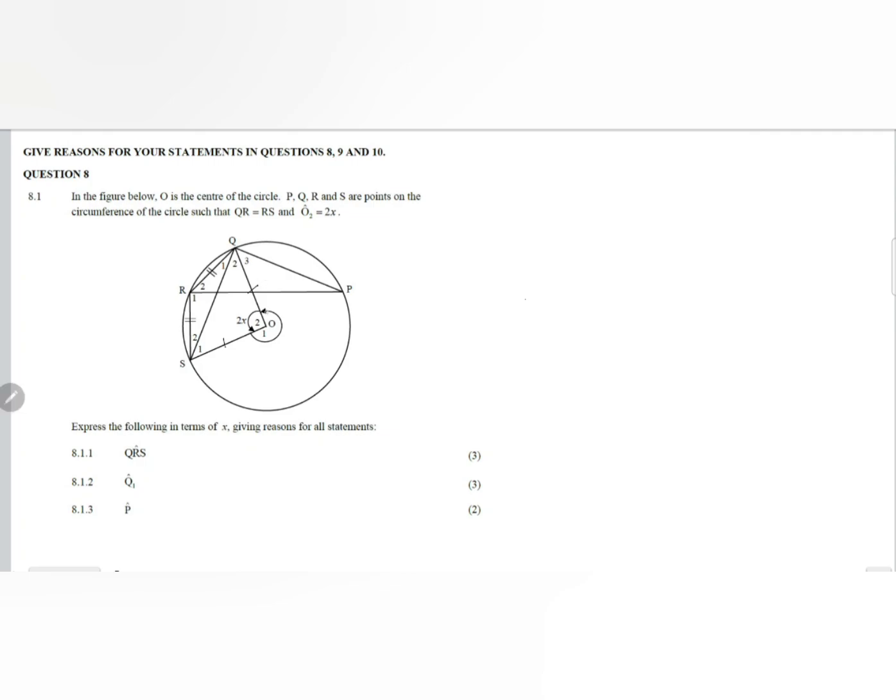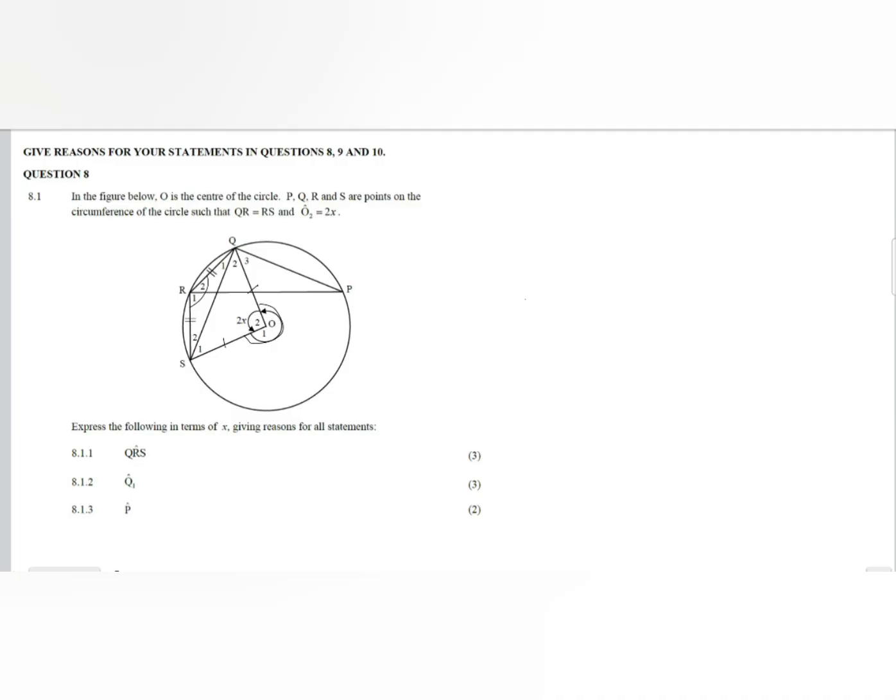But by the very same theorem, we can see that this angle, angle O1, is double of this one. This also is the very same theorem, angle at the center is 2 times angle at the circle. Whatever O1 divided by 2 is going to be R1 plus R2. I think that is the first question.